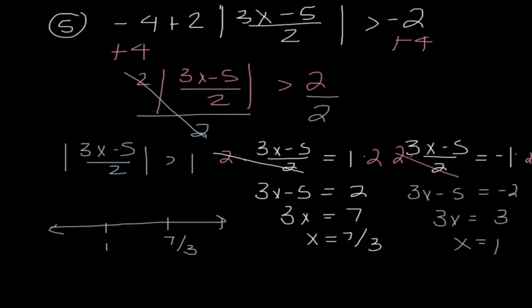If I pick a number in between, that would be like 2. So in here, I would get 6 minus 5 over 2, 1/2. Is the absolute value of 1/2 greater than 1? No, so I'm not shading in the middle. To the right, why don't we choose like 3? So I get 9 minus 5, which is 4. 4 divided by 2 is 2. 2 is greater than 1. So my solution set is going to be the values to the left of 1 and to the right of 7/3. I'm using parentheses because of this greater than sign that does not have the equals underneath it.